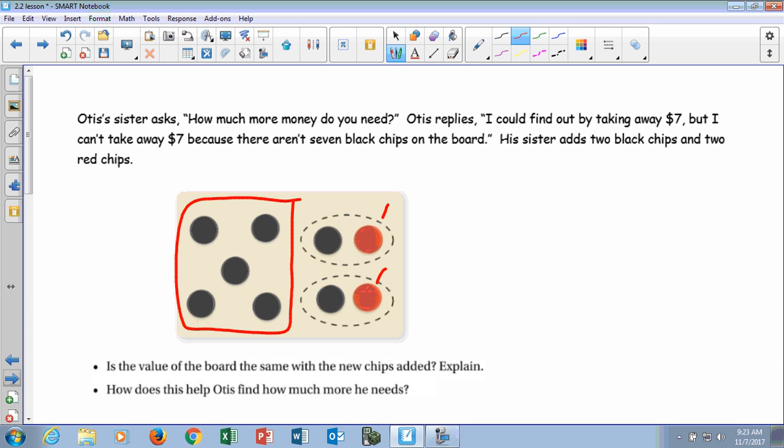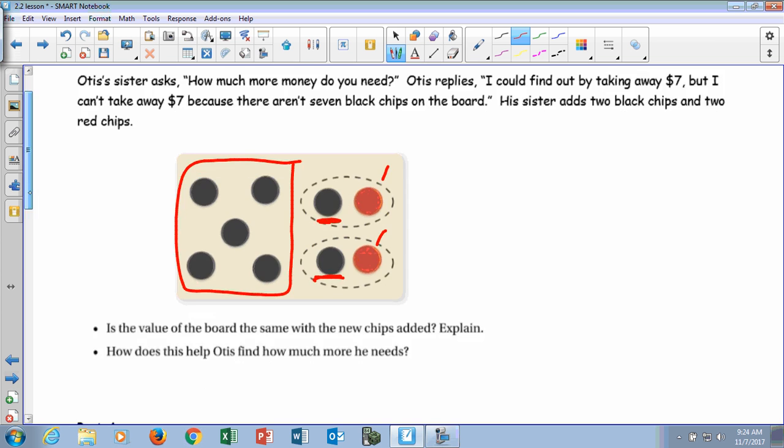So how does this help Otis find out how much more money he needs? If this is what he has, this gives him 7 black chips. So how many more chips did he need? Well, if it takes away the 7 black chips, he'll have the 2 red chips left. This shows him that he needs 2 more black chips to get his $7 bike. Can't be that great of a bike for $7, but okay. So you see how we use the chipboard for that?